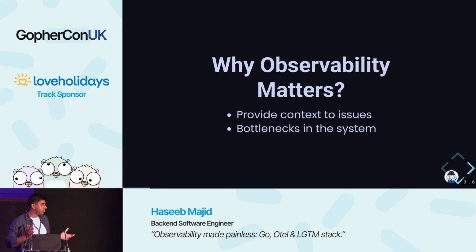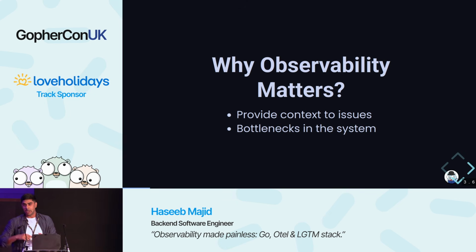So some of you might be wondering, great, Haseeb, why does observability matter? Raise your hand if you've been woken up at 2 a.m. because of a production incident and you've had no idea what's going on. Yeah, maybe half the room, maybe a quarter of the room. So we've all been there, and we've all experienced when we don't have enough tools or enough information to debug what's going on. And especially being sleep deprived makes things worse, right? So it's that first bullet point there: provide context to issues.